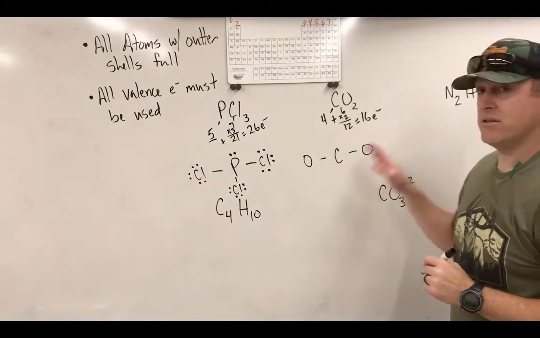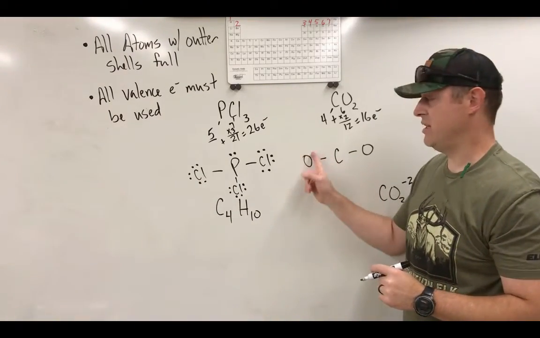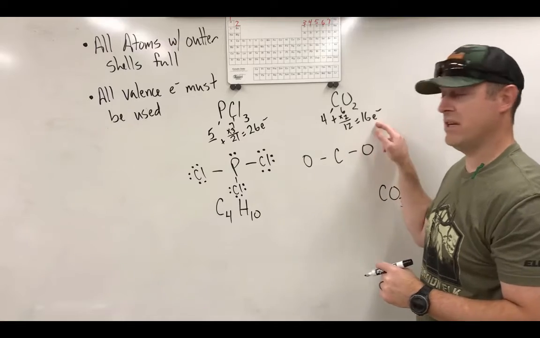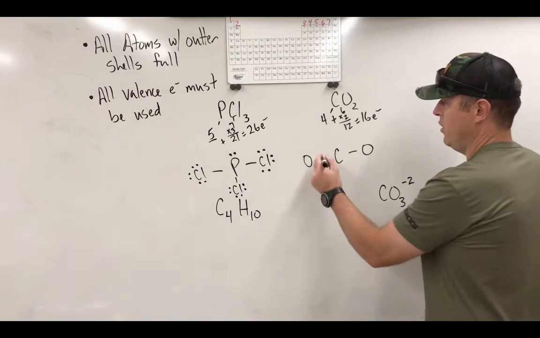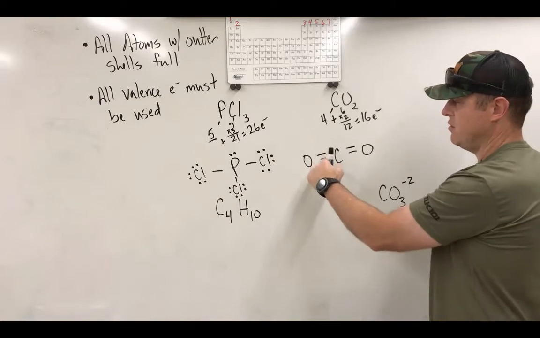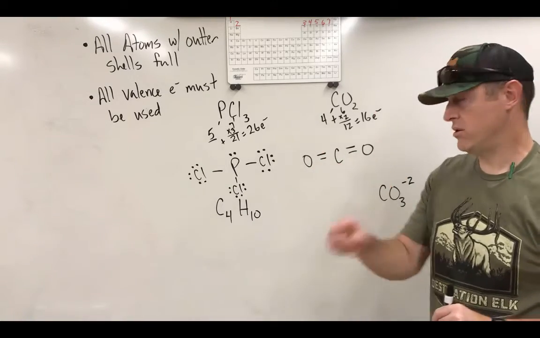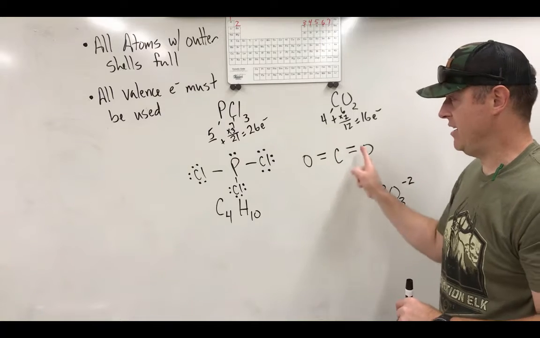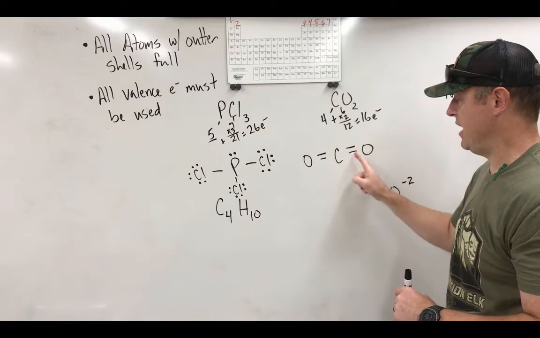If I take a look at this, there's no way I'm going to be able to just put dots everywhere, okay, to represent the full 16. So with carbon dioxide, we need to have double bonds. Okay, so each of those lines represents 2 electrons. So carbon has 8 satisfied. So that's 2, 4, 6, 8.